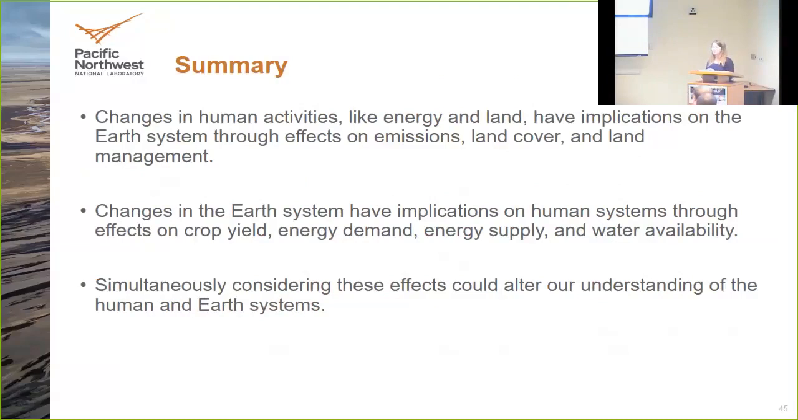If you want to understand how those Earth system changes affect humans, we need to understand what those are and what the uncertainty is. But then it also does matter what your underlying socioeconomic world is. In some of these worlds it's easier to adapt than others. In some you have more or fewer people, and that will interplay with how those effects play out. And then the last thing I've been working on is doing this simultaneously, and how doing everything simultaneously could affect our understanding of human and Earth systems.